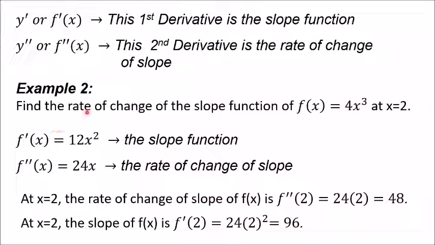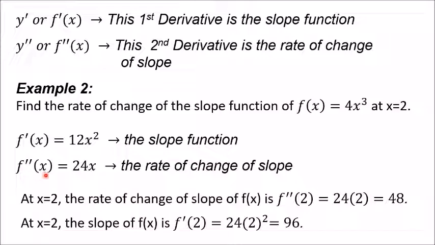We have your example number 2. Find the rate of change of the slope function of this one. f(x) equals 4x cubed at x equals 2. So, given yung isang value ng x, which is 2. Now, of course, the first step is get the first derivative. So, we have the derivative of this. 3 times 4 is 12x squared na lang. Kaya, 12x squared. This is the first derivative, our slope function.